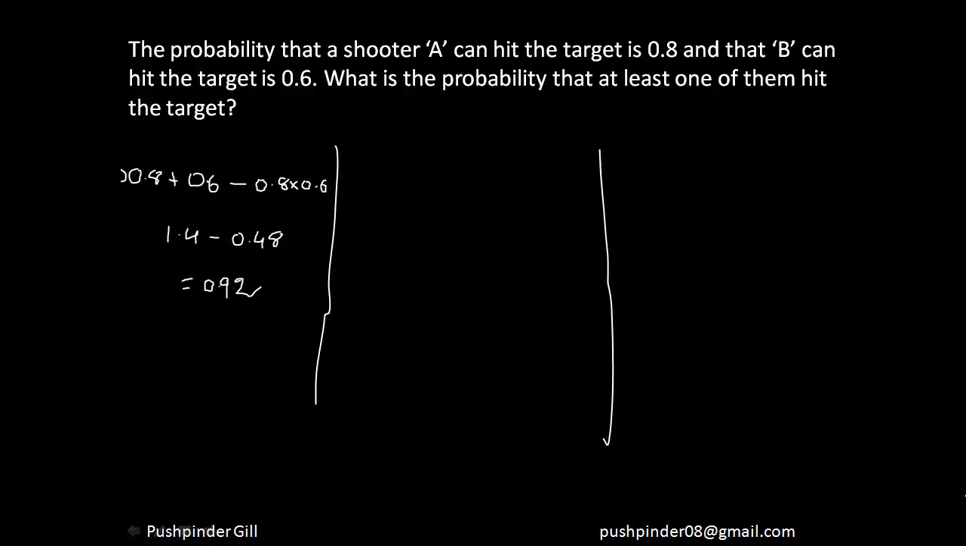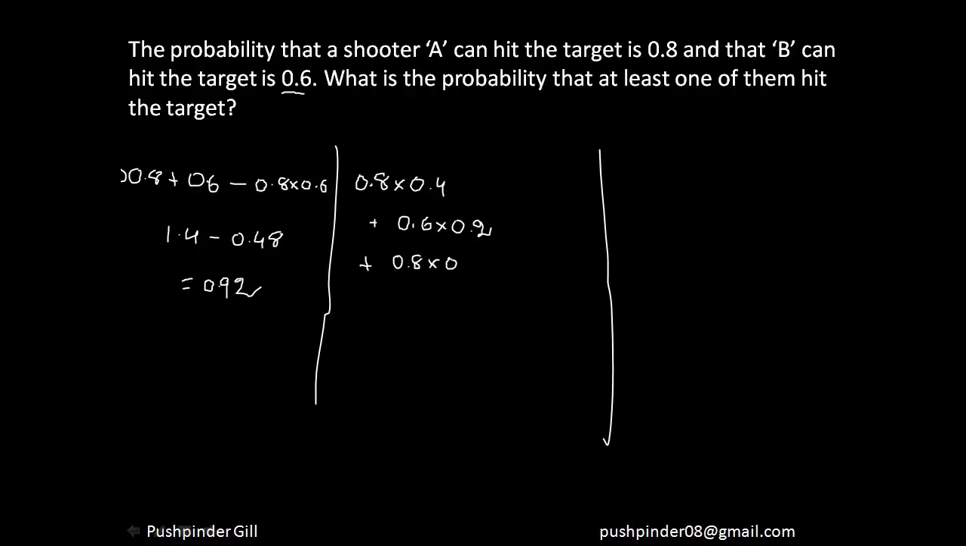The second way which I did, I just recommend you rewind the video back to where I explained at least one, so that you don't get disturbed by this. So the probability of event A happening into the probability of B not happening. The probability of B happening is 0.6, so the probability of B not happening is 0.4, that is 1 minus 0.6, plus the probability of B happening into the probability of A not happening, that is 0.2, plus the probability of both the events happening.